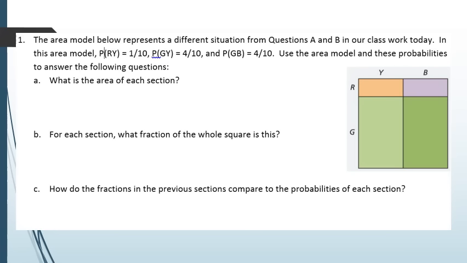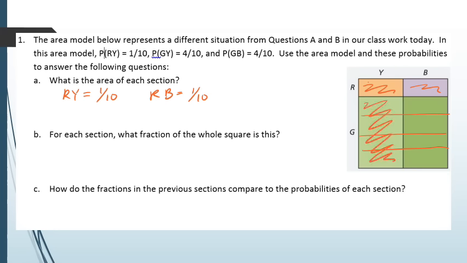What is the area of each section of the area model? Red yellow has an area of this amount, and if I divide everything into about equal sized pieces, I can see that it looks like around 1/10. The area of red blue looks similar, like about 1/10. The area of green yellow seems like it's worth more, looks like it's about 4/10. And the area of green blue looks similar to green yellow with 4/10. I can also simplify that to 2/5.